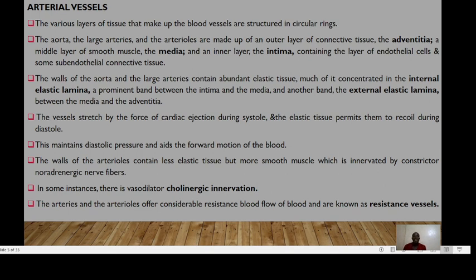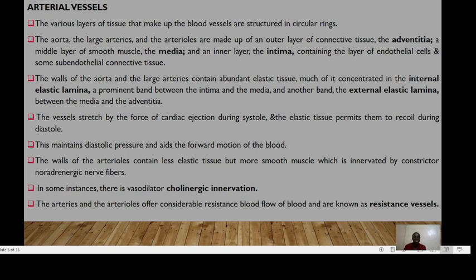Looking at the arterial vessels, it's good to know that there are various layers of tissue that make up blood vessels, and they are structured in circular rings. If you pick out an example of the arterial vessels, such as the aorta, large arteries, and arterioles, they are normally made up of an outer layer of connective tissue, which is referred to as the adventitia, followed by a middle layer of smooth muscle, referred to as the media, and lastly, the inner layer containing the endothelial cells and subendothelial connective tissue known as the intima.